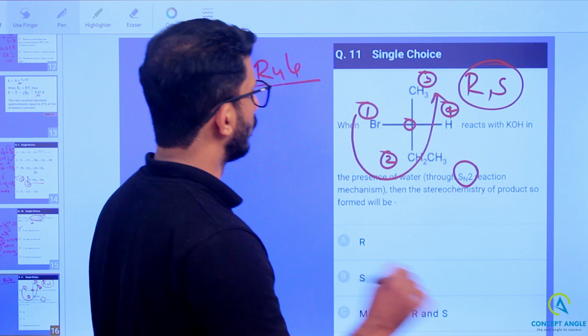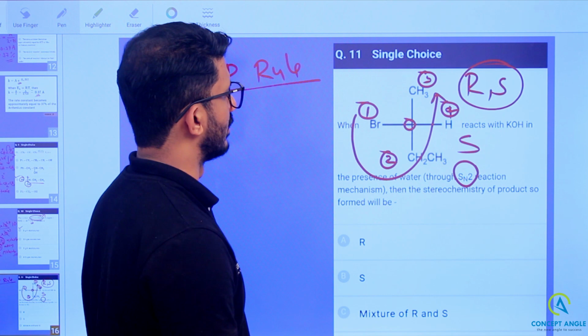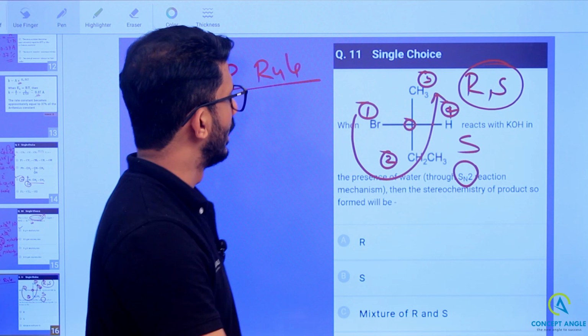Counter clockwise means the configuration is S. Okay, counter clockwise configuration is S, but the hydrogen is not behind the plane in the actual structure. The actual structure is not behind the plane.